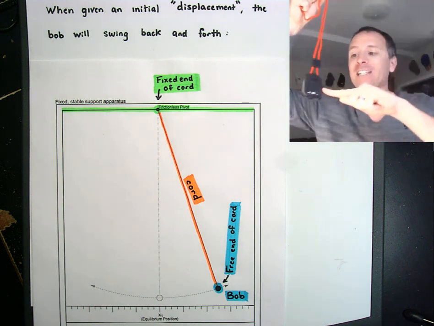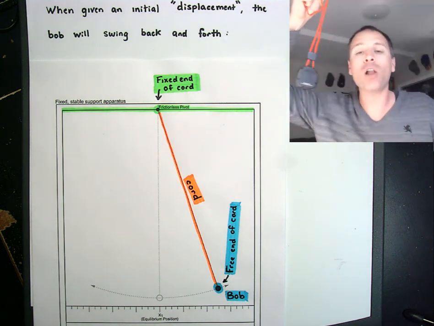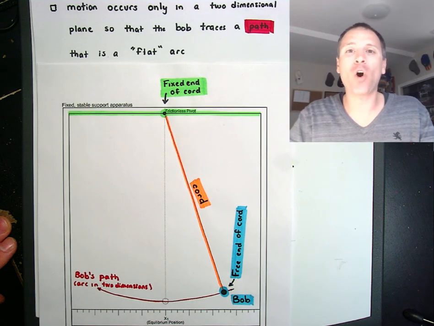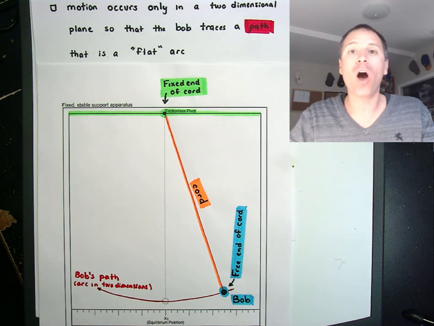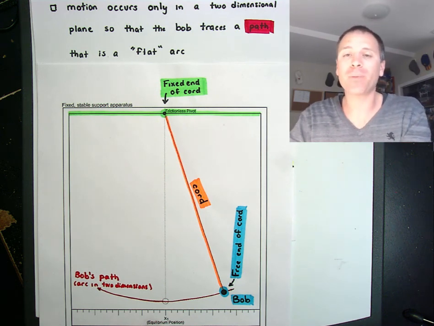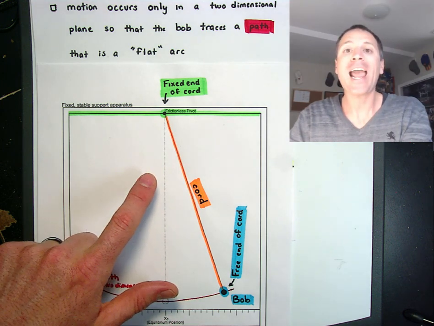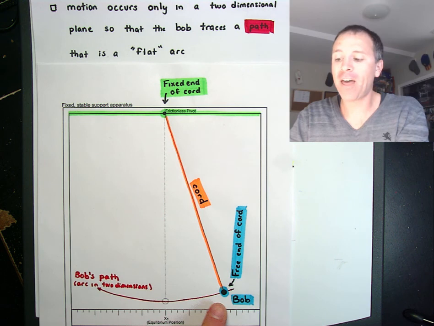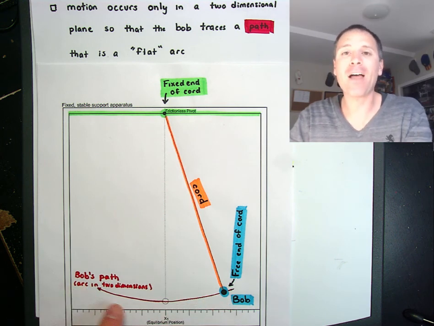But if I displace that bob, all of a sudden that pendulum has motion. Another assumption that we make in our simple gravity pendulum, the ideal mathematical model of a much more complex real-world scenario, is that when we displace that bob, we have set up the structure and the displacement in such a way that the bob traces out a path only in two dimensions, in a plane.